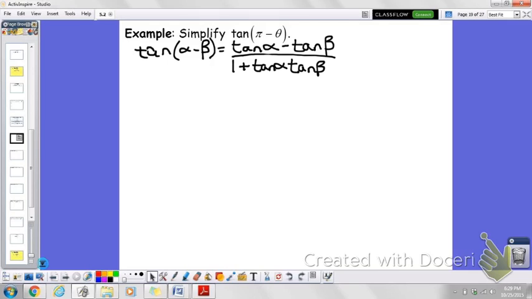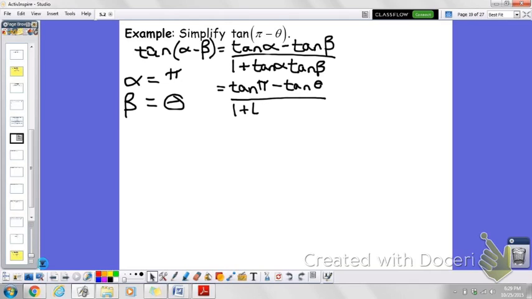For this, we will have to know what alpha is equal to and what beta is equal to. Well, in this case, alpha is equal to pi, and beta is equal to theta. So we will substitute those values into our equation. Anywhere we see an alpha, we'll put a pi. Anywhere we see a beta, we put theta. So we will have the tangent of pi minus the tangent of theta over 1 plus the tangent of pi times the tangent of theta.